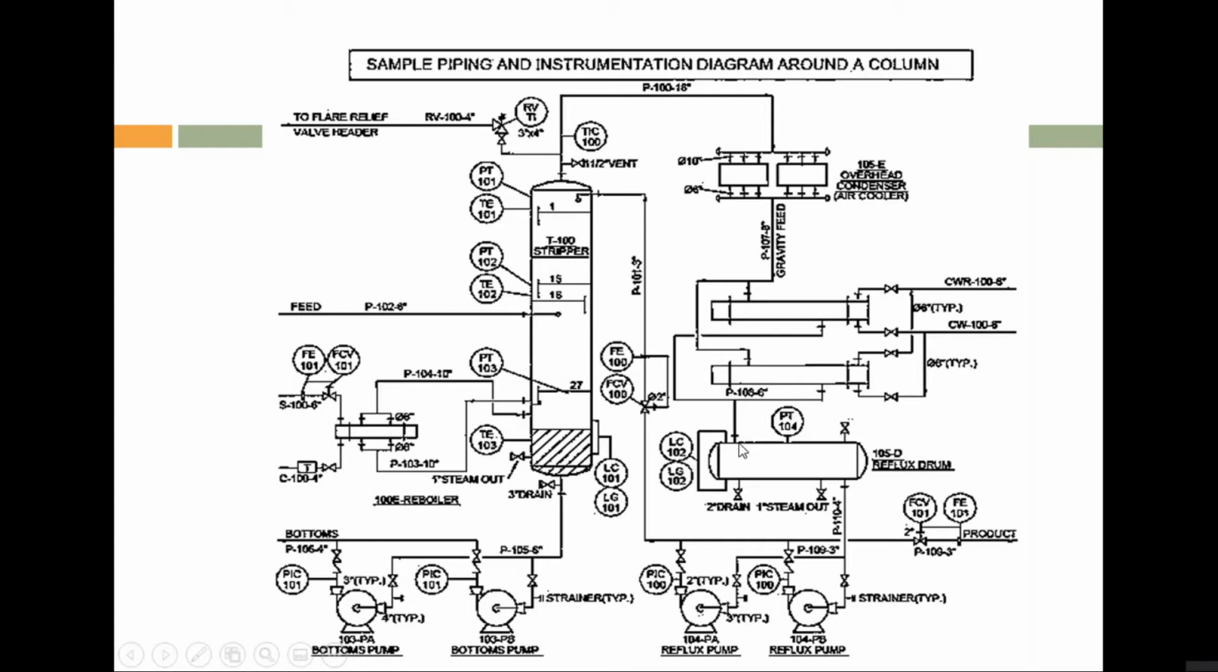Then you can see a circle. This is used to represent the type of indication and the location of that device. We will explain that later. Similarly, you can see a number of alphanumeric labels inside or along with symbols, like TIC 106, PT 101, TC 101, etc. These are all alphanumeric numbers, known as tag numbers.